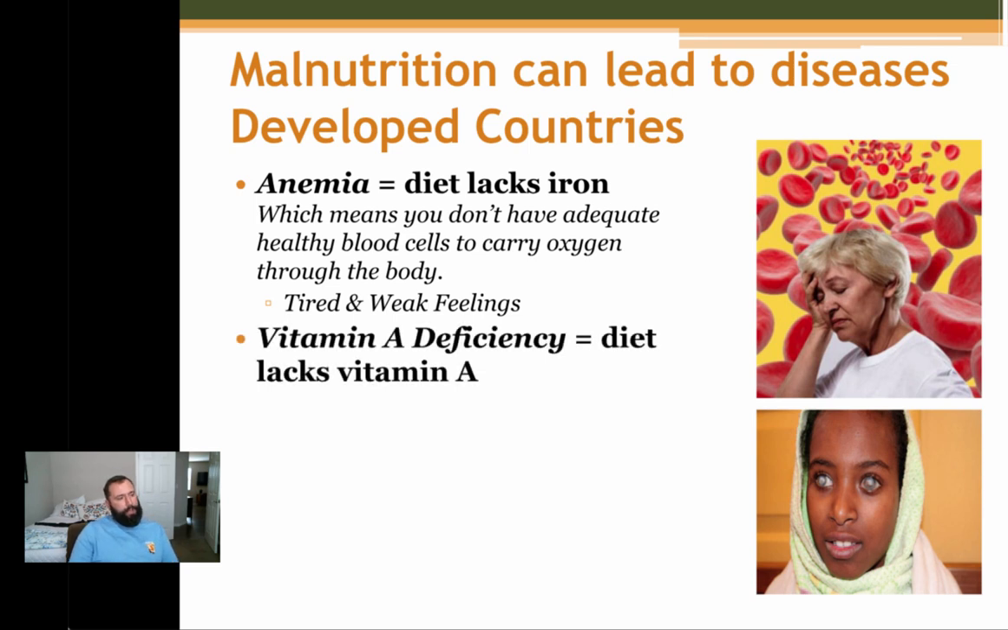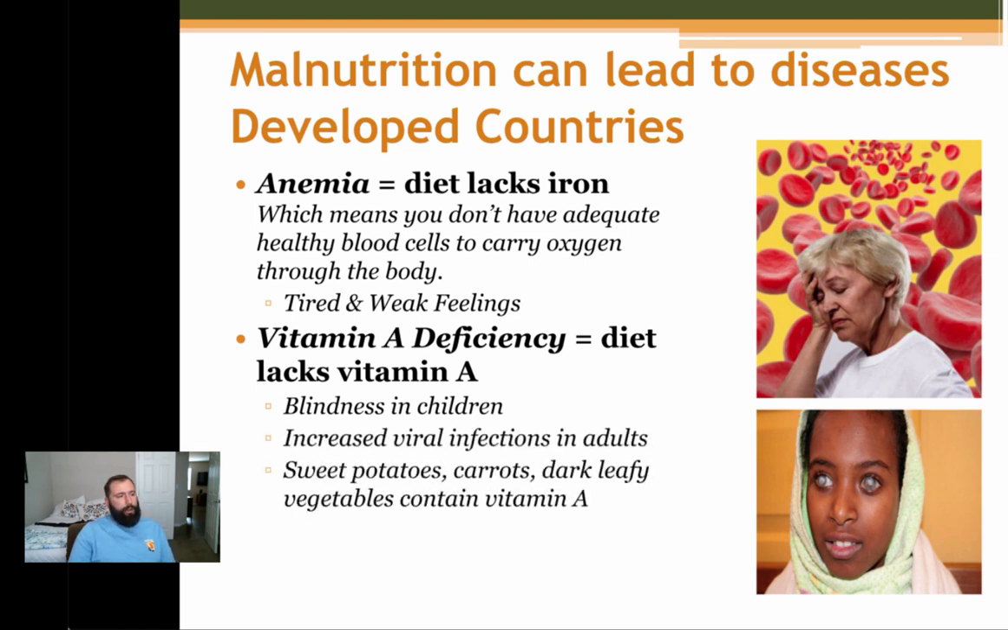Another one is vitamin A deficiency, and this could lead to blindness in children and increased viral infections in adults. How can you get away from vitamin A deficiency? Having access to eating sweet potatoes, carrots, spinach, dark leafy vegetables. All of these contain vitamin A.